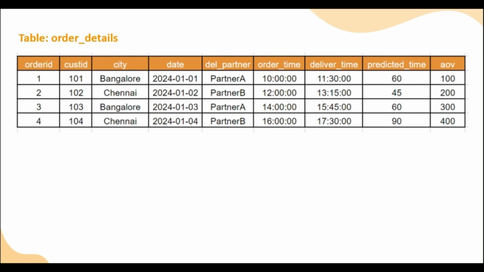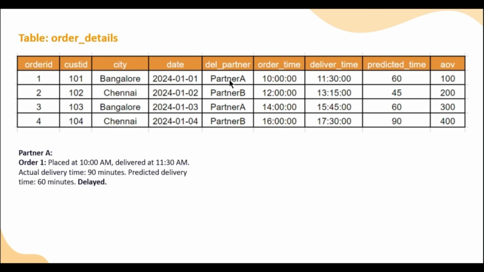So as you can see from the delivery partner column, there are two partners, partner A and partner B. So let's see for order 1, which just got placed at 10 a.m. and got delivered at 11:30 a.m. So we can say that the actual delivery time it took was 90 minutes and the predicted delivery time was 60 minutes. So we can say that this order has been delayed.